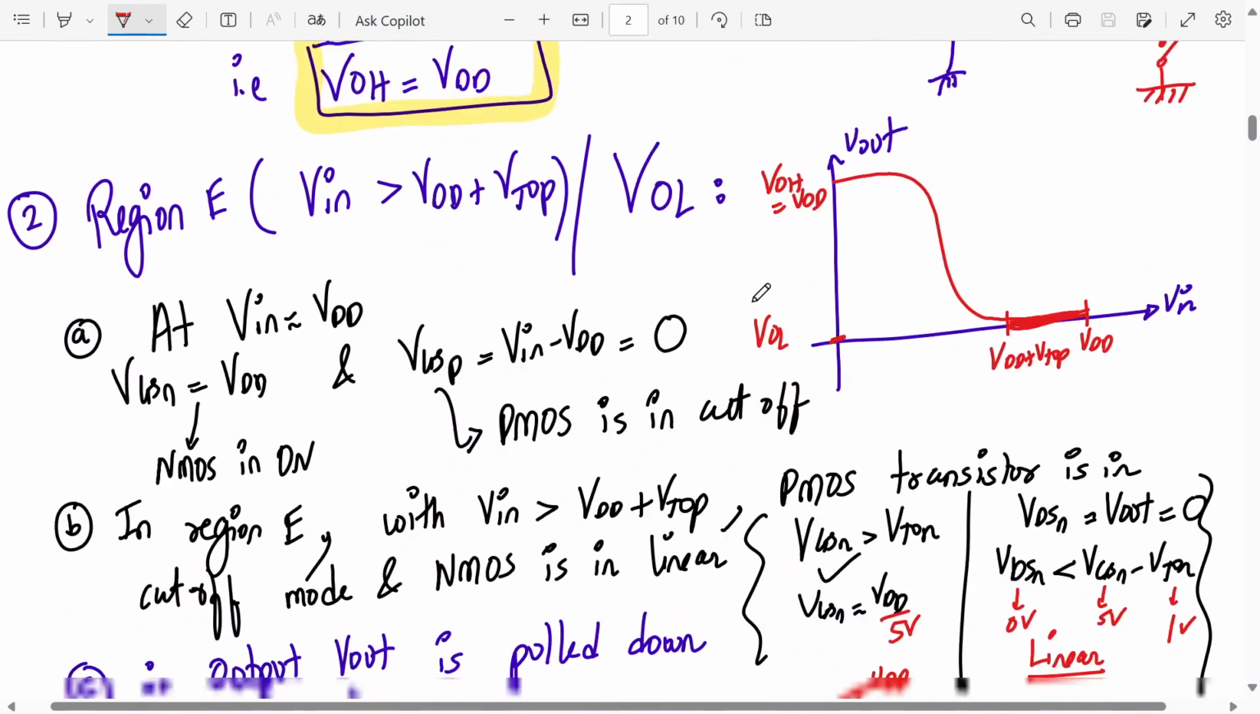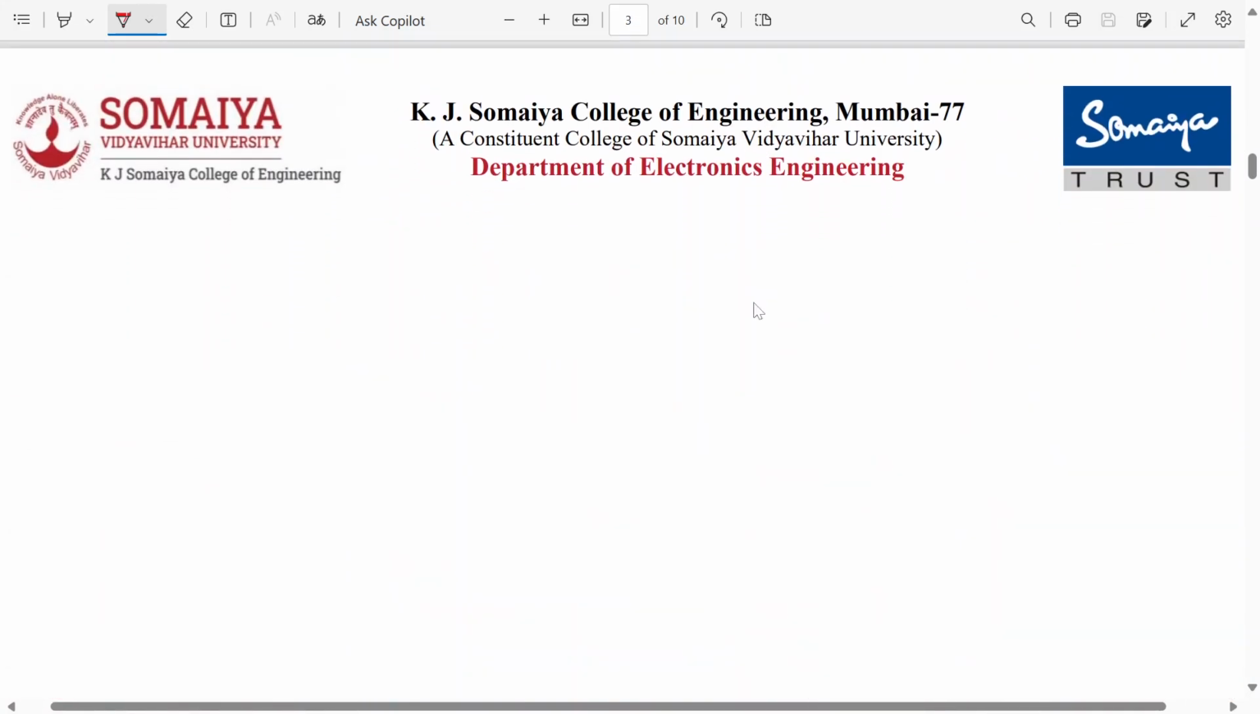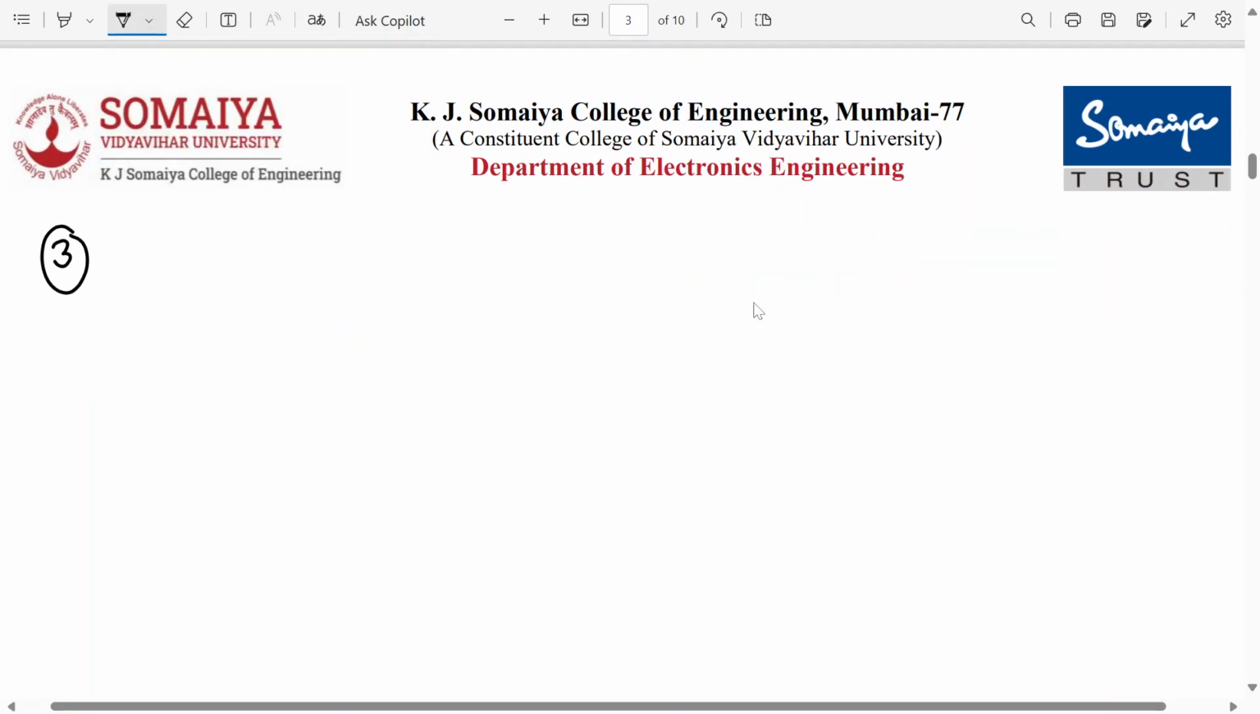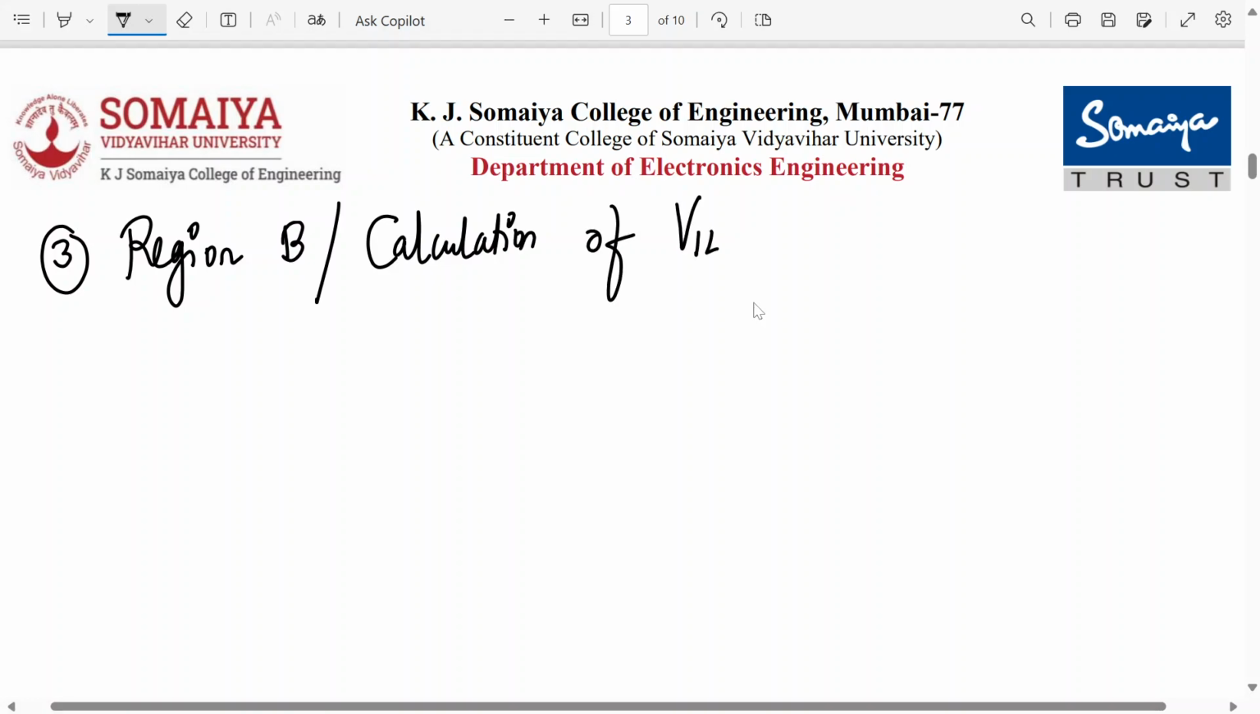So region A, C and E is over. Now we'll go to B. This is the third one. This is region B, or we can say the calculation of the critical parameter VIL. Now where is VIL? Let me show it to you.